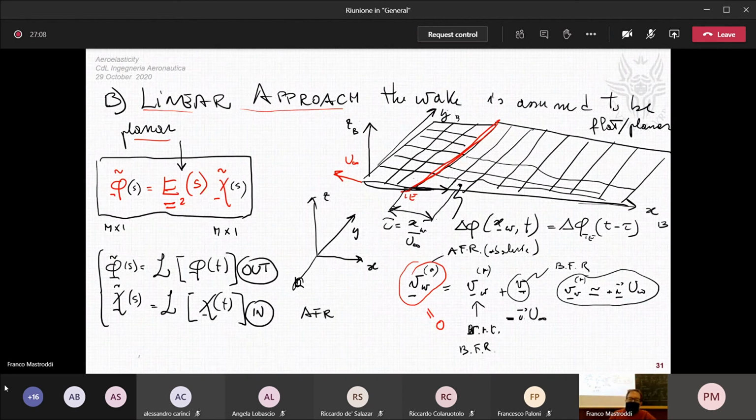Okay, so what about this time delay? This time delay, tau, for this point, is equal to this space length, x wave, which is currently the x coordinate of your delta phi point, divided by u infinite. Okay? And with this position, we have essentially closed the problem of our formulation. In fact, look what happened.